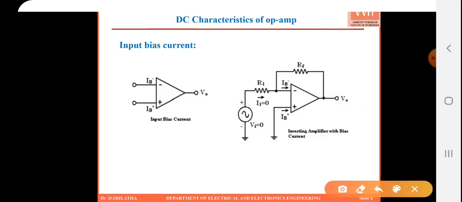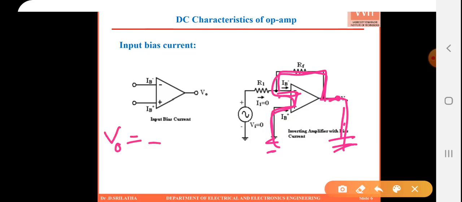Here, if you see, V0 is the output voltage across this feedback resistance. Between these 2 points is the output voltage, because this is grounded, and here it is also grounded. So, the output voltage is the voltage across this branch, right? So, V0 is IB minus into RF.